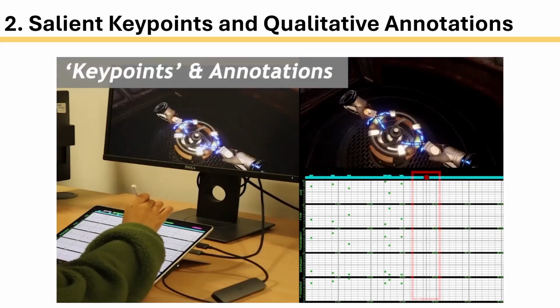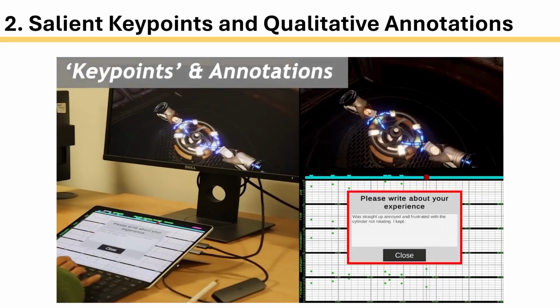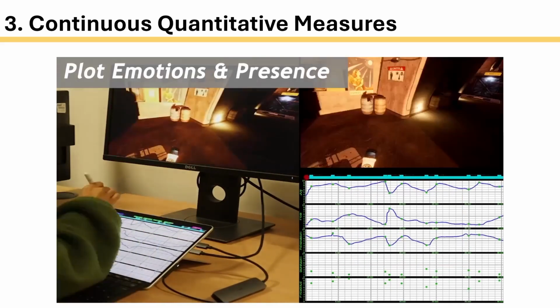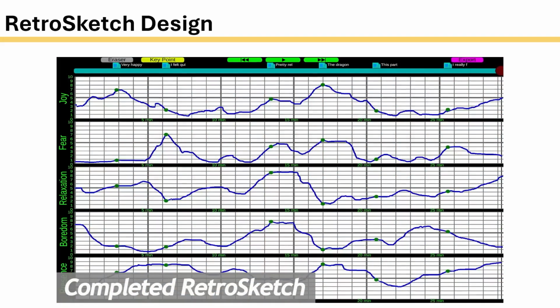Second, users mark the moments that were emotionally salient to them with key points and provide contextual annotations for those moments. And third, users plot their emotions and presence over time, providing a continuous measure of their emotions throughout the experience. And the resulting user sketches look something like this, with a complete graph for their experience: joy, fear, relaxation, boredom, and presence.